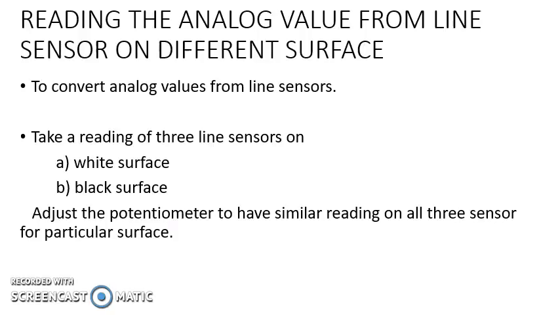The next point is reading the analog value from line sensor on different surface. Write a program to convert analog values from line sensor and display them on LCD screen. Then we take a reading of three line sensors on black surface and white surface. Adjust the potentiometer to have similar reading on all three sensors for particular surface.